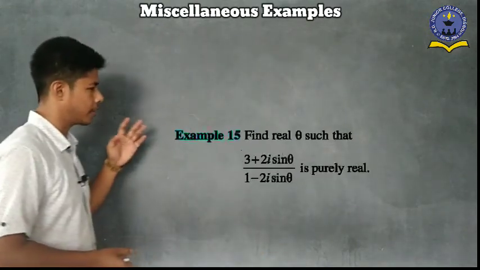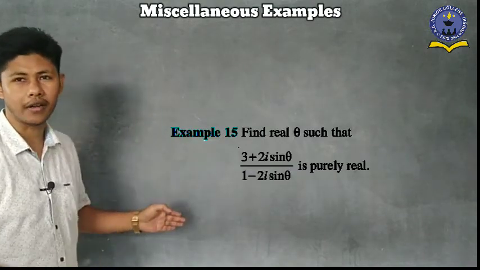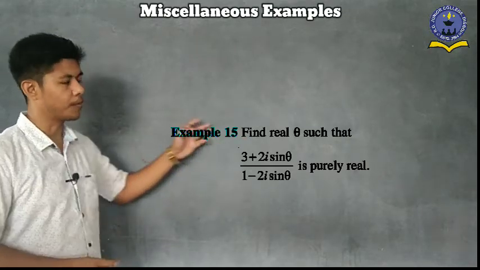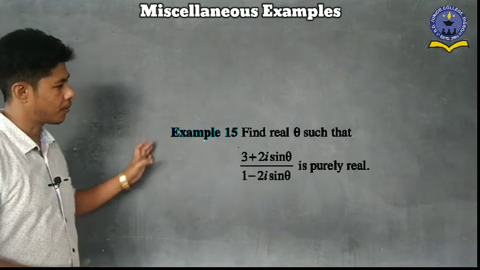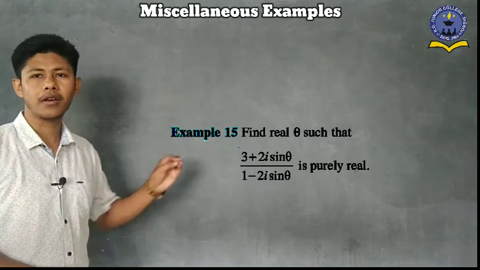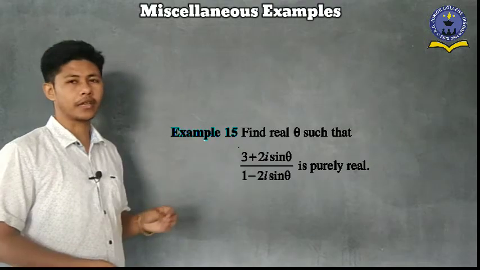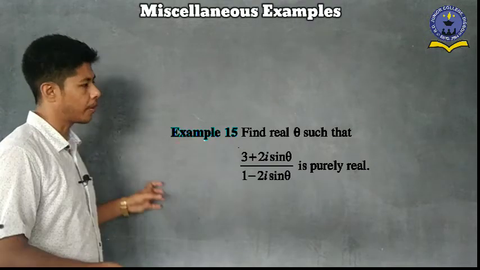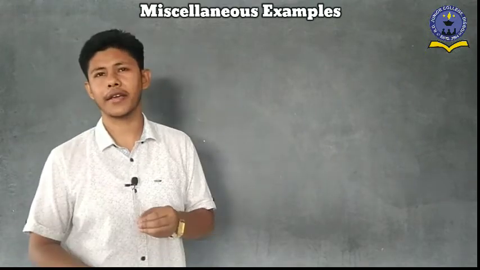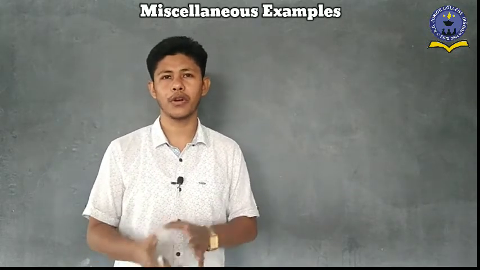If you see the question given here, find real theta. So what we have to do is find the real theta such that the given complex number is purely real. The complex number is not given in proper form, but it is purely real. Is it clear? So we have to find the value of theta in such a way that the complex number is purely real, isn't it? Simply, the question is: find real theta such that the given complex number is purely real.